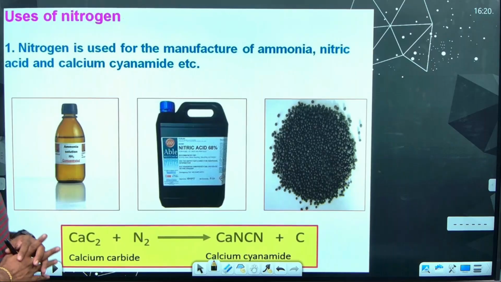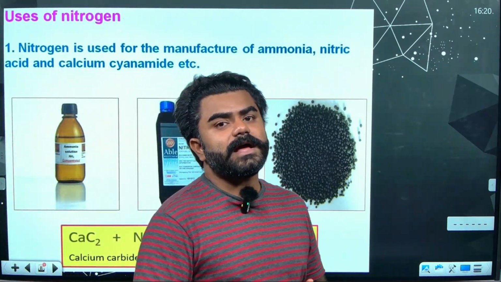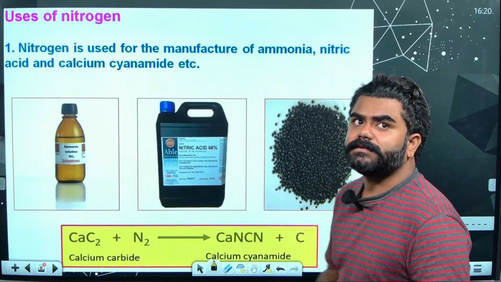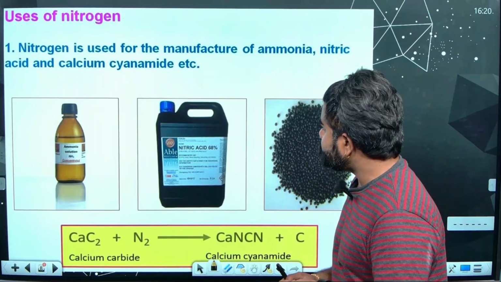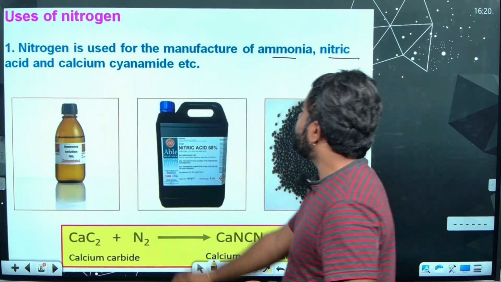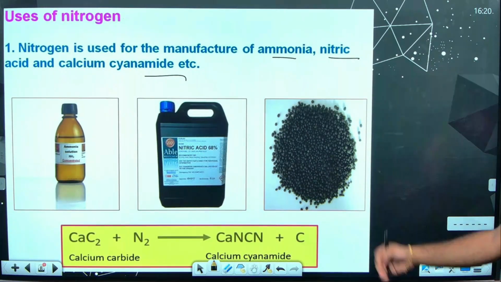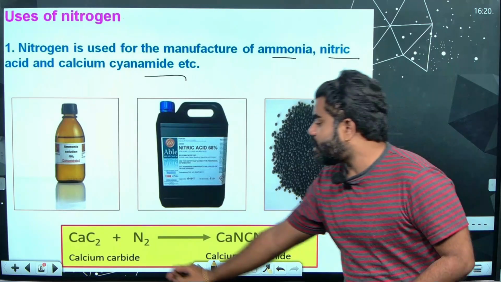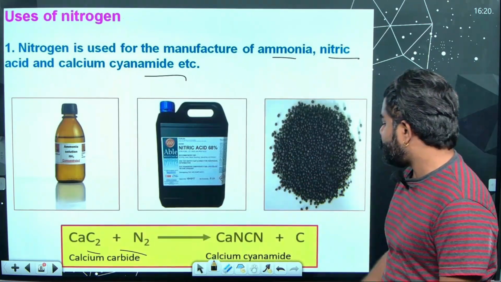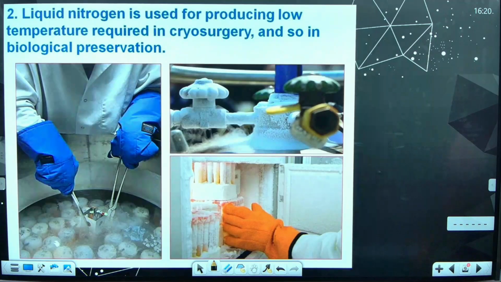Let us see the uses of nitrogen. எங்கெல்லாம் nitrogen யூஸ் பண்ணுவாங்க? Mainly it is used in agriculture as fertilizers, and then it is used in the manufacture of ammonia, nitric acid, calcium cyanamide, etc. So calcium cyanamide preparation கொடுத்திருக்காங்க பாரு, calcium carbide எடுத்து நைட்ரஜனோட react panna, you get calcium cyanamide with evolution of or elimination of carbon.